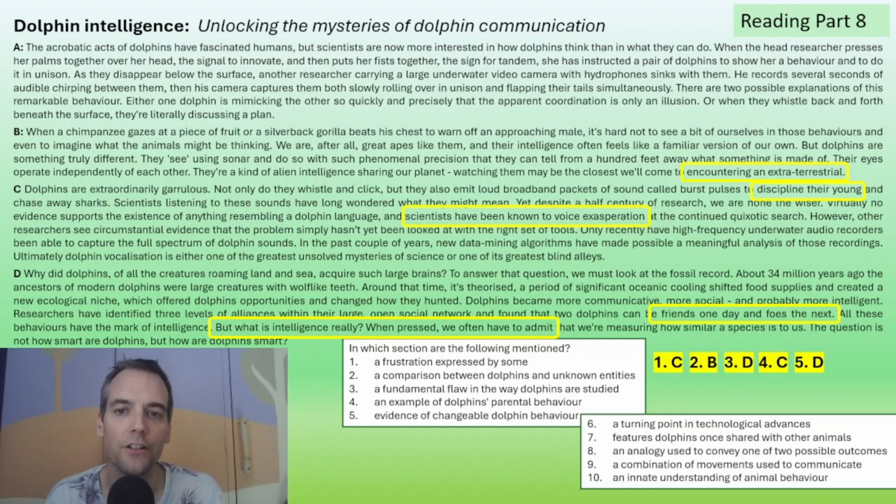Number 6, the technology. This was about algorithms, which you all know about on YouTube. Number 7, features they once shared in the past. This was about their evolution, how they used to be wolf-like creatures. Well, creatures with wolf-like teeth. Number 8, this was the toughest question, and the answer is indeed C.